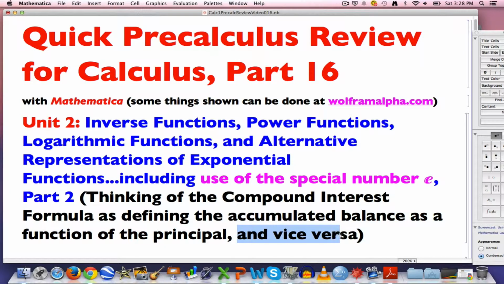What does this vice versa mean? It means we can turn it around. We can think of the principal as being a function of the accumulated balance. That's the idea of an inverse function. And we're thinking about inverse functions in the simplest kind of context here to start with.